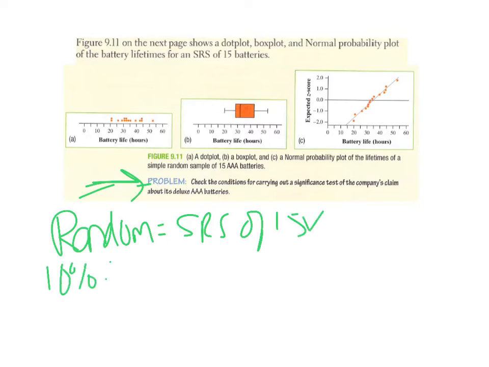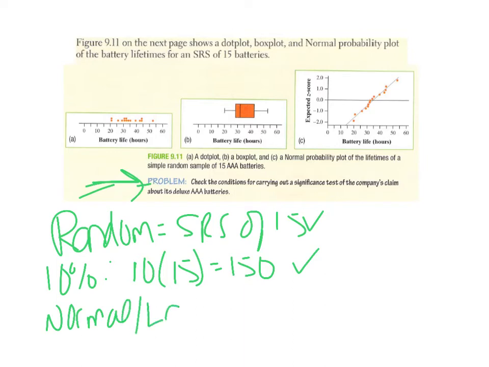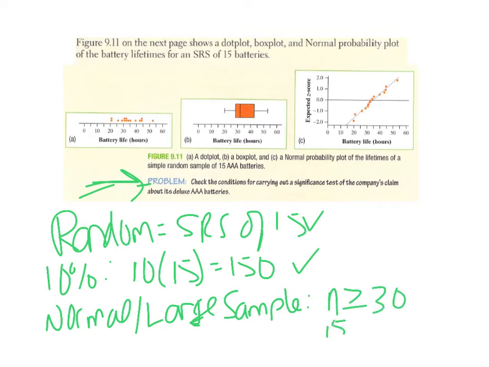For 10%, we've got 10 times my sample, which was 15, so 150. So we can assume that they make at least 150 new AAA batteries. So we can assume that that one is met. And since this is a mean, our last one is normal or large sample, not large counts. For this, we're looking to see if n is greater than or equal to 30. Well, our sample is 15, so it is not.